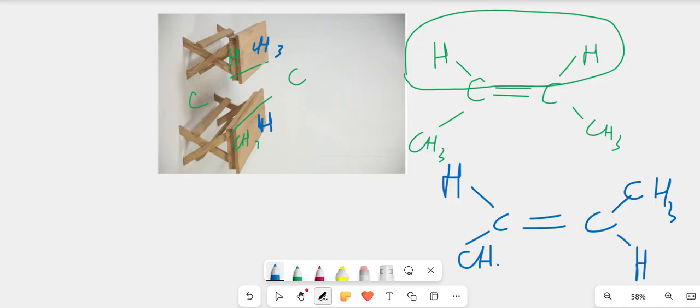Now, you haven't changed the structure, you haven't changed the number of atoms or anything. You have just changed their seating arrangement. Like this hydrogen, they are sitting on the opposite sides. So these two molecules have the same molecular formula, but they have different arrangements. This is called spatial arrangement.